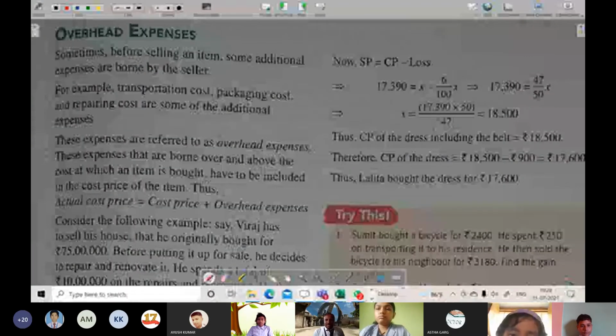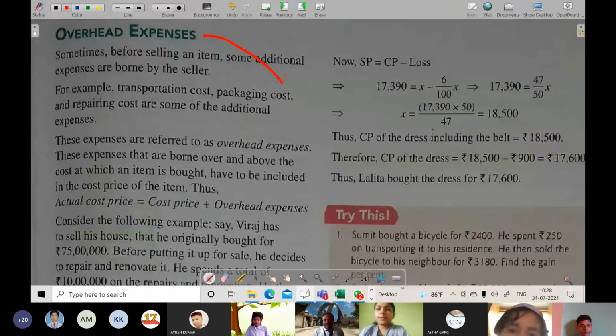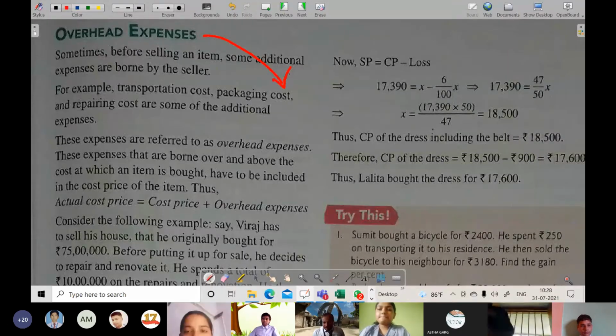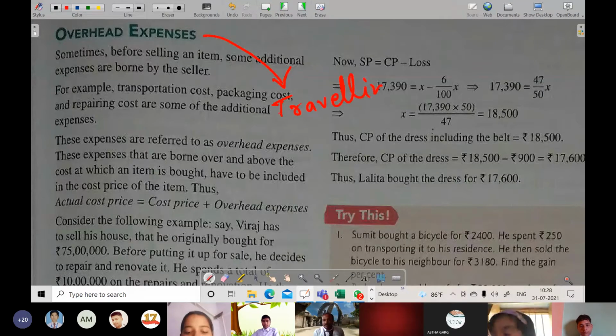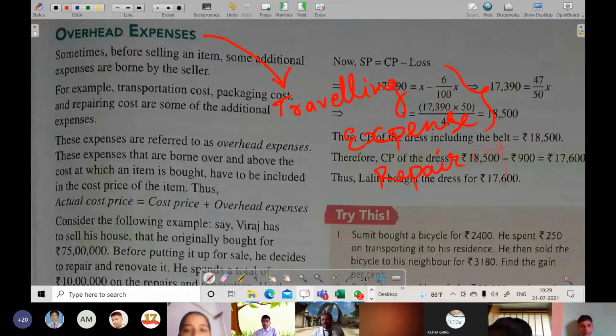So let's see over here, overhead expenses. Overhead expenses means it can be traveling expenses, okay, traveling expenses, that is overhead, or repairing, or spraying of medicines, insecticides, pesticides, or repairing. These all come under overhead expenses.